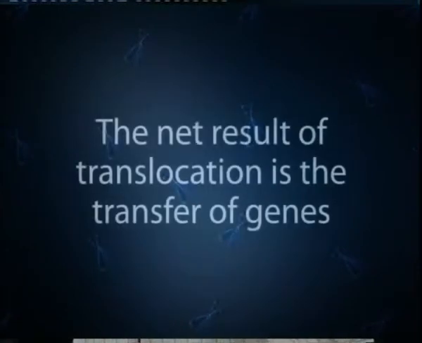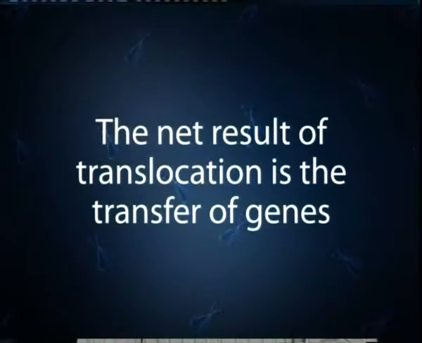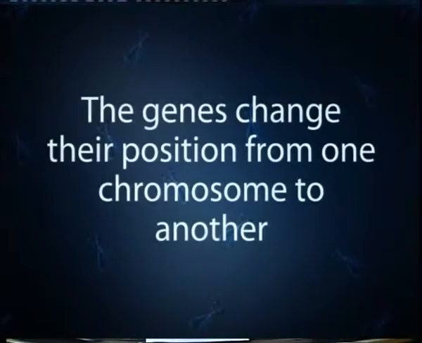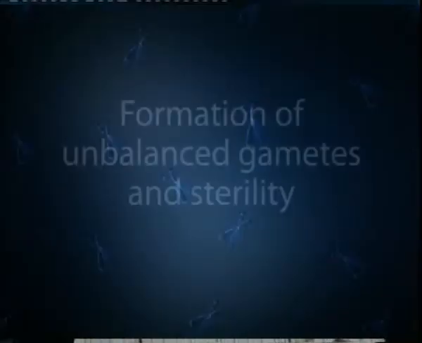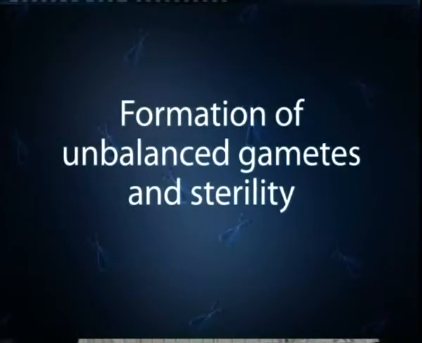In fact, the net result of translocation, if we see, is the transfer of genes, that is, the genes change their positions from one chromosome to another and vice versa, plus the formation of these defective gametes which result in semi-sterility or sterility of the gametes. These genetic consequences can be broadly classified as, for example, number one, formation of unbalanced gametes and sterility.